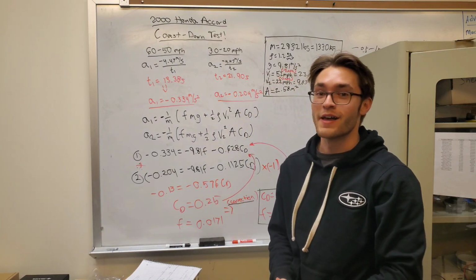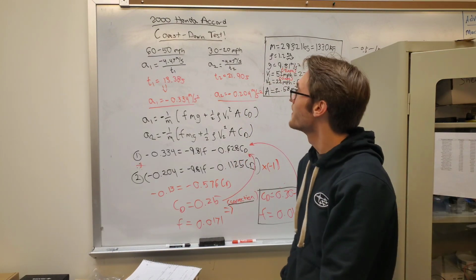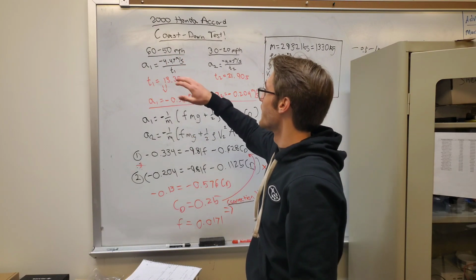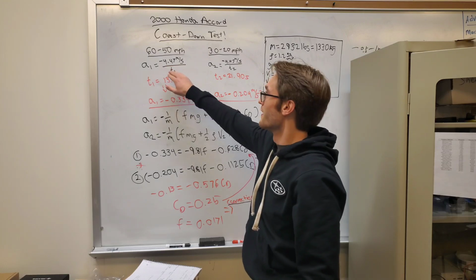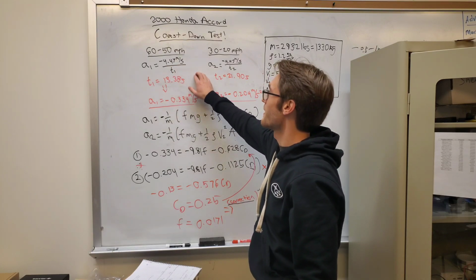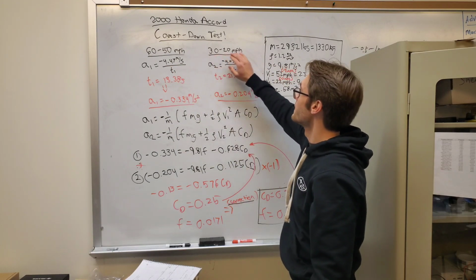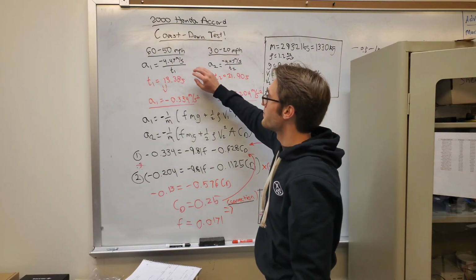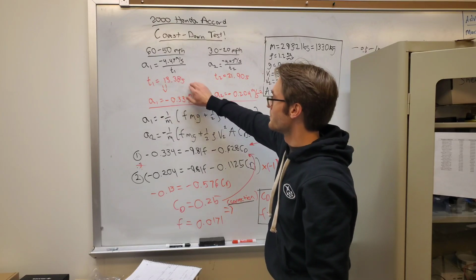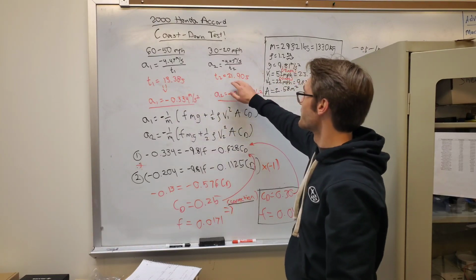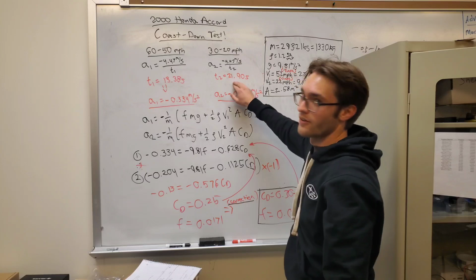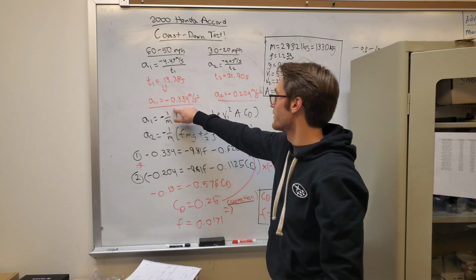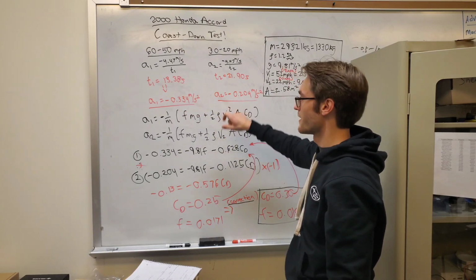All right, and here's our 2000 Honda Accord coast down test. So for the first one, we did 60 to 50 miles per hour, and that's a difference in velocity of negative 4.47 meters per second. We also did one from 30 to 20, which is also the same value. So our time for 60 to 50 was 13.38 seconds, and our second time for 30 to 20 was a long 21.9 seconds. Put that through, we get our acceleration for the first one, acceleration for the second one.